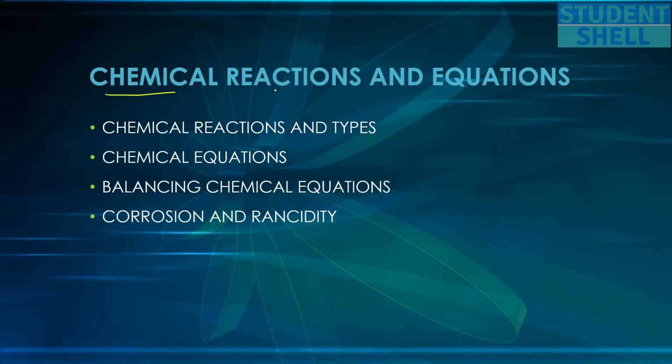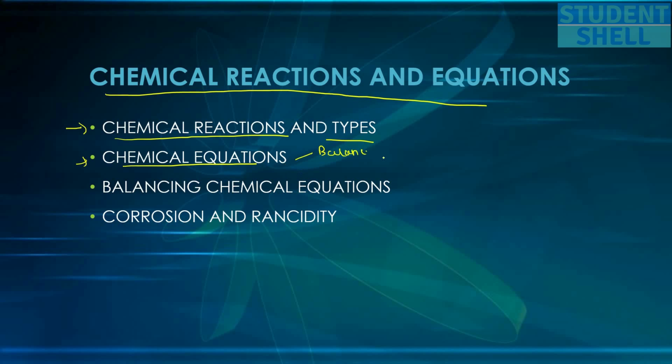Now in this chapter, that is chemical reactions and equations, we are going to study this chapter under these categories. So at the end of this chapter, what you will know is what a chemical reaction is and what are its types. Second, you will know what is a chemical equation, what is a balanced chemical equation, why is there a need to balance it, and of course how to balance it. At the end, you will be looking at two of the very important reactions that have their effect on our daily life as well, that is corrosion and rancidity. So let us begin the chapter.